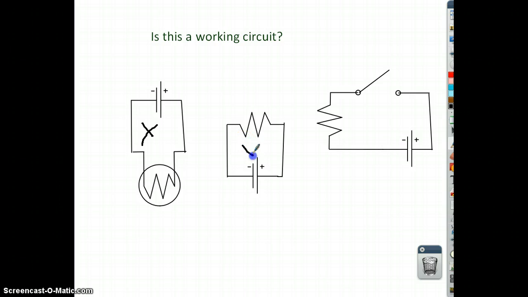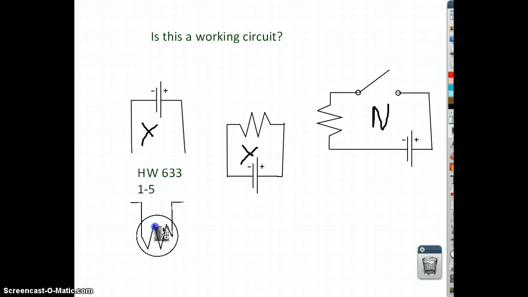This one here, yes, that is working. You got power source, resistance, and a loop. This one, though, not a working circuit. If we close it, is it good to go? Yeah, it's good to go if we close it, but it's not closed at this time. If we move this here light bulb, haha, surprise.